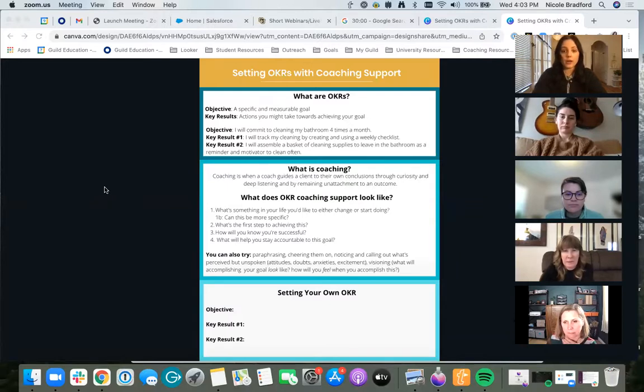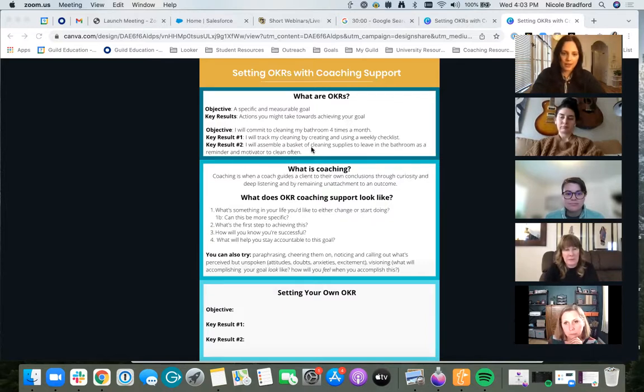So what are OKRs? OKRs stand for O, objective, which is a specific and measurable goal. And the KR in OKR stands for key results, which are actions you might take towards achieving that goal. So the objective really is the destination, and the key results are how you are going to get there.